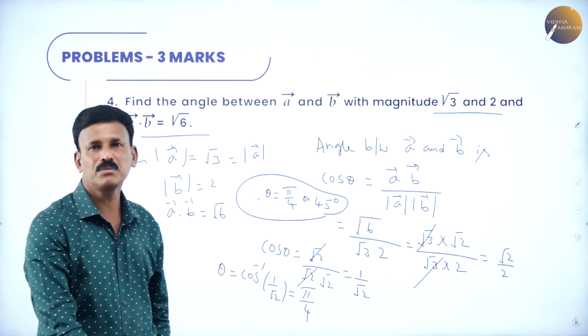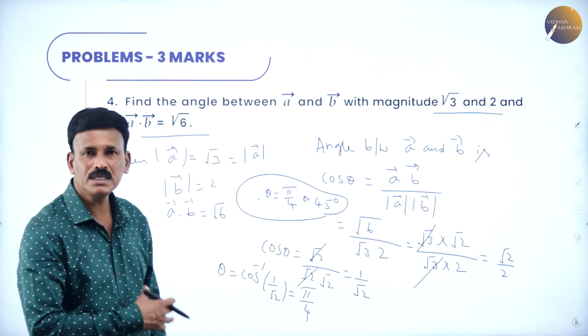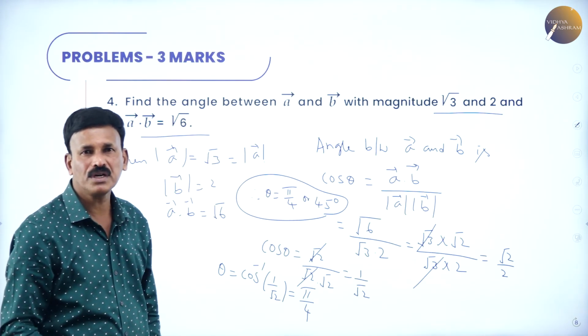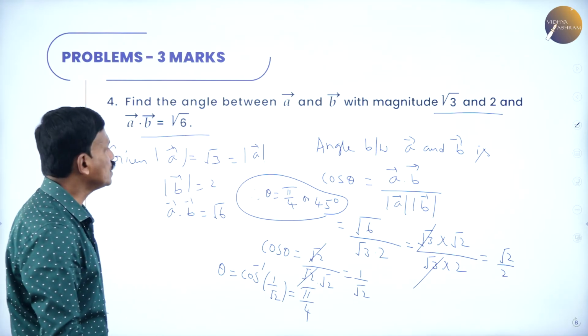So, theta is equal to pi by 4 radians, which is also equal to 45 degrees. Okay. Now, let us come to the next problem.